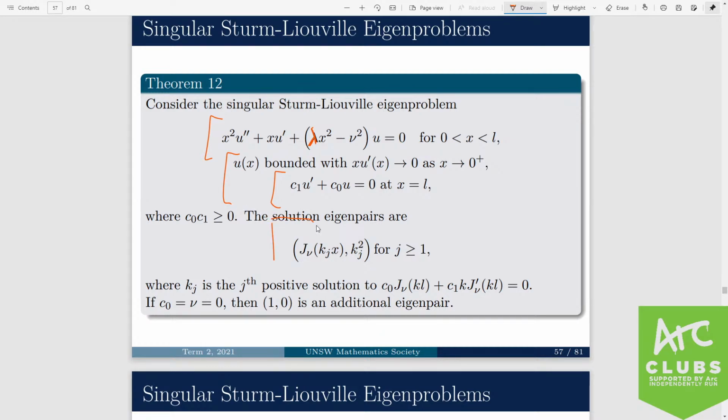Then our solutions will just be this, where J_nu is the Bessel function, and our nu will just be whatever this was, and k_j will be our solutions to this problem.